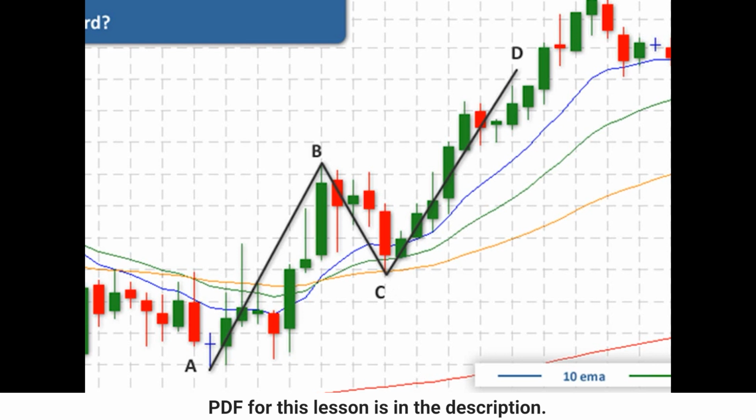Now, where are we going to capitalize on this trade? Where is this trade actually occurring? It is occurring between point C and point D, meaning that's where we're going to be trading it. So the first question is, where are we going to be trading it? Where are we going to enter?